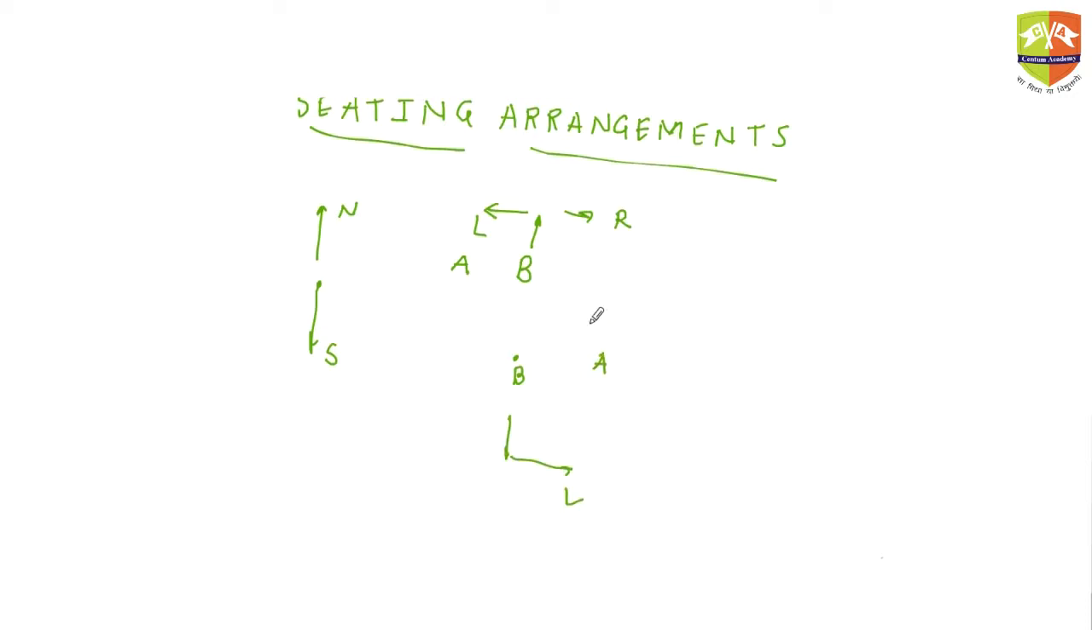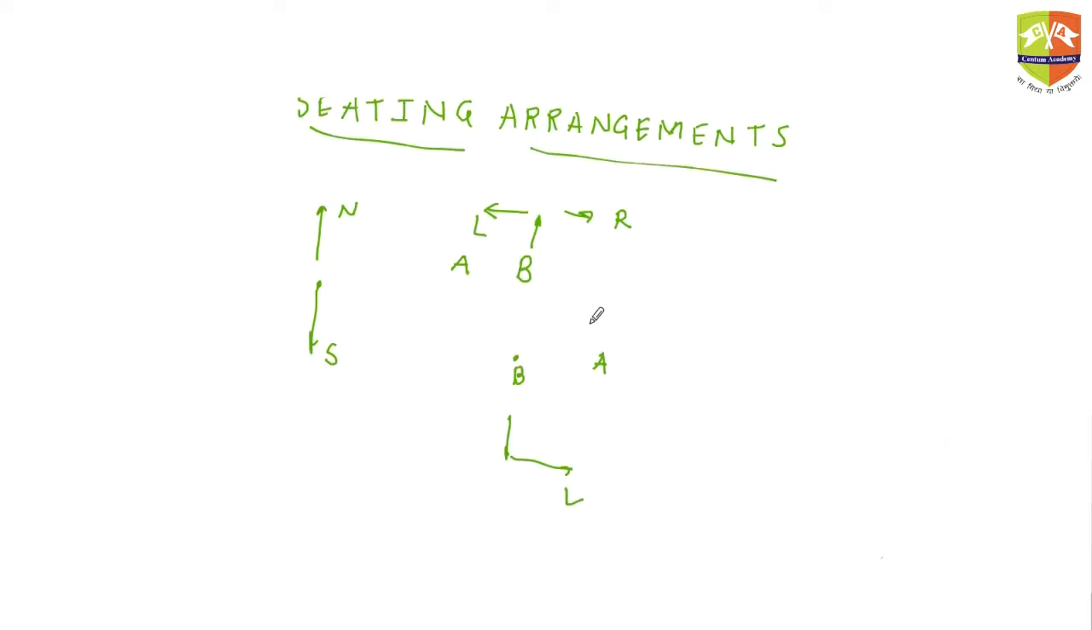So you always have to look at the direction in which the objects are facing, and identify it. Always remember, if the question doesn't tell in which direction the objects are facing, the default direction is north. If the question does not specify explicitly which direction the objects are facing, I'm again repeating, you have to assume that the objects are facing north.